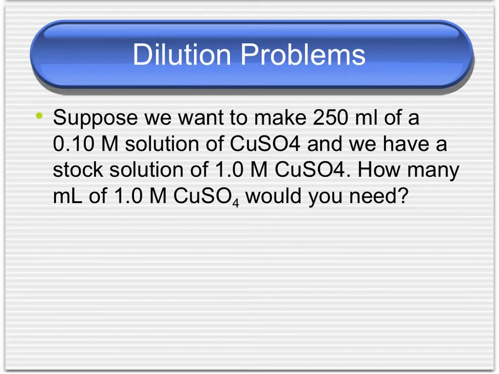So suppose we want to make 250 milliliters of 0.1 molar copper sulfate solution, and we have a stock solution, so we go to the back room and we have 1 molar copper sulfate. How many milliliters of 1 molar copper sulfate would we need?